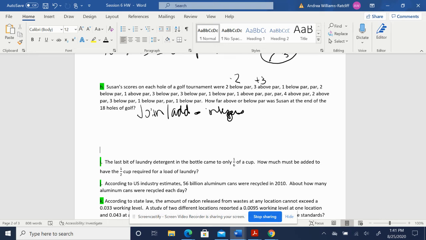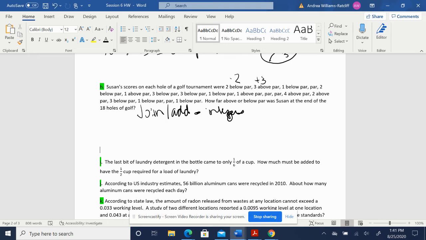3 below would be -3. 1 below would be -1. 1 above would be +1. Par, that would be 0. Okay, 4 above would be +4. 2 above would be +2. 3 below would be -3. 1 below would be -1. And 1 below, which would be -1. I think there's also a par in there, which is just +0.